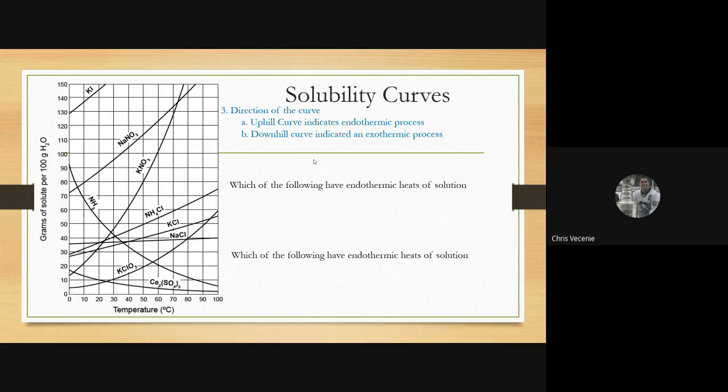Similarly, I could say, which of the following, and I apologize, that's a typo, which I will fix when I send it. I should say, which of the following have exothermic heats of solution? And if it's an exothermic heat of solution, I'm looking for a downhill, which are fewer and far between. The ammonia, the NH3, it goes downhill. It's exothermic. And the cerium sulfate has a downhill. We would believe that to be exothermic as well.